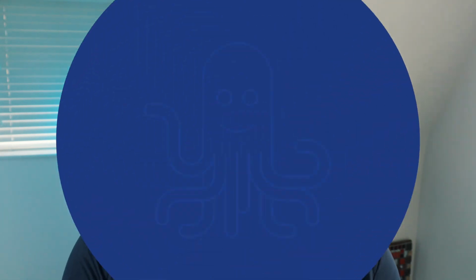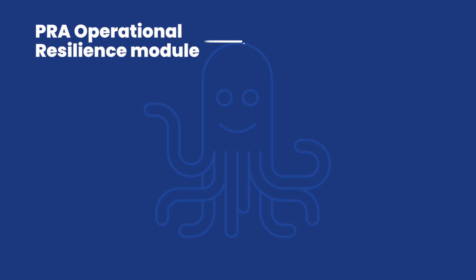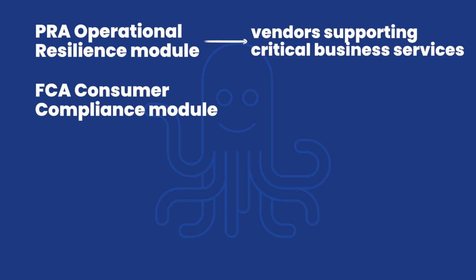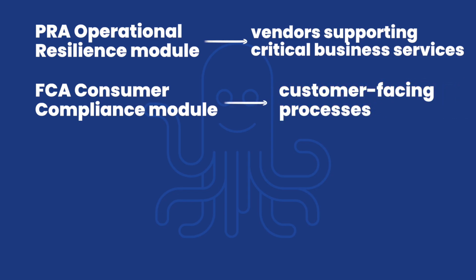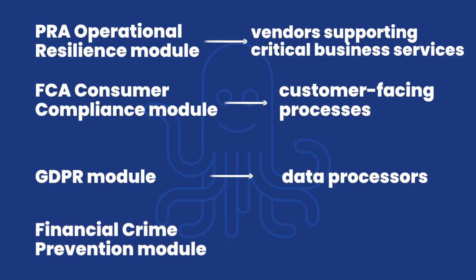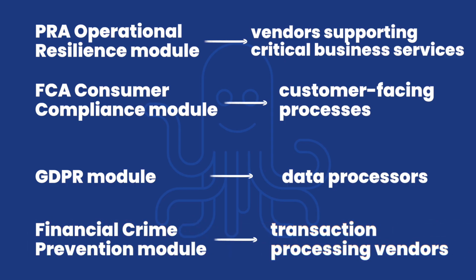Your critical vendors get comprehensive modules. PRA Operational Resilience Module for vendors supporting critical business services, FCA Consumer Compliance Module for customer-facing processes, a GDPR module for data processes, and a Financial Crime Prevention module for transaction processing vendors.